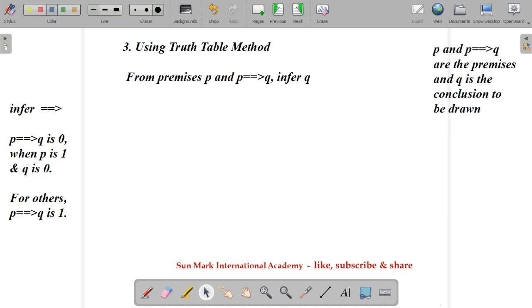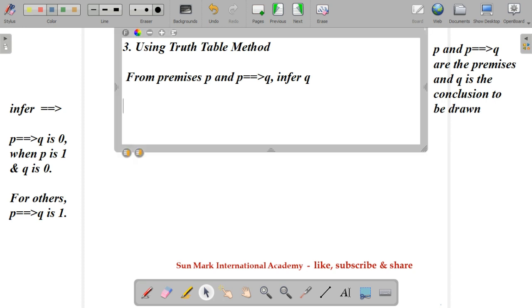Next one, using a truth table, from premises P and P implies Q, infer Q. That is, we have to prepare a truth table for the given premises P and P implies Q, and the conclusion to be drawn, that is Q. First we need to write a statement from the premises. 'And' is indicated as dot. So P dot, P implies Q. 'Infer' is also indicated as implies. So we can write the whole implies Q.